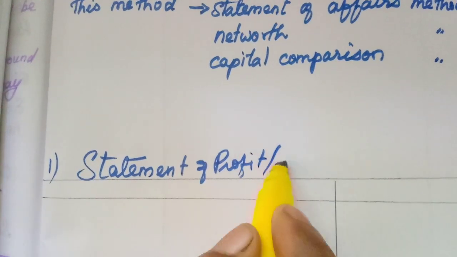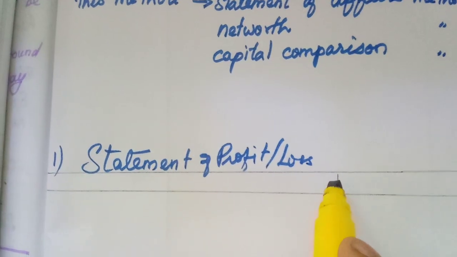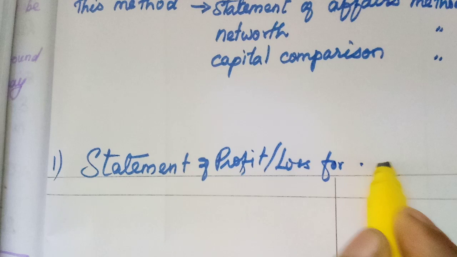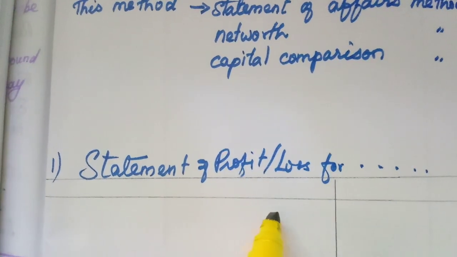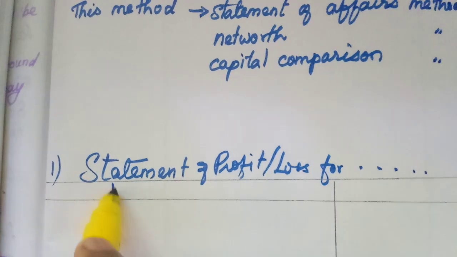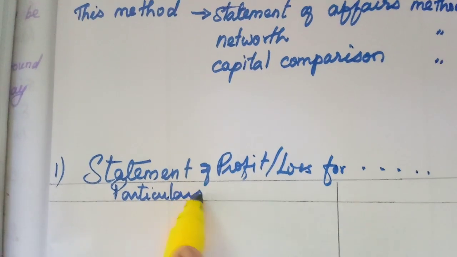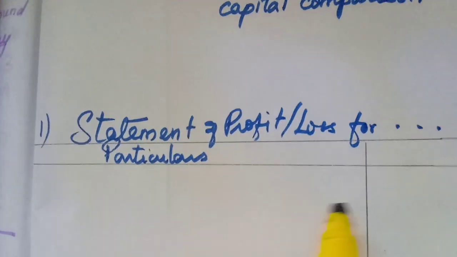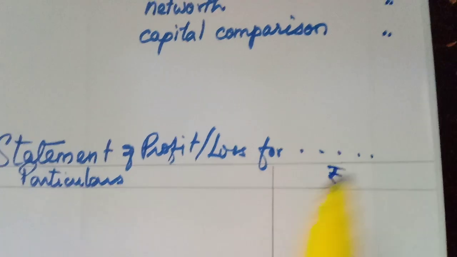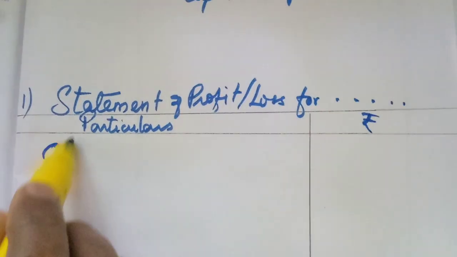Statement of profit or loss for the year ended 31st March 2019. You have to write it fully. Then particulars. Next step, you have to draw the line and column. Then you fill it up. Then the rupees symbol. First you have to write closing capital.